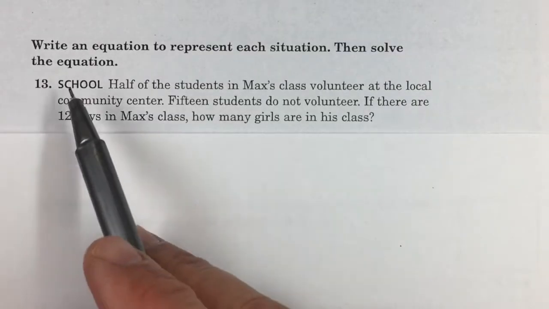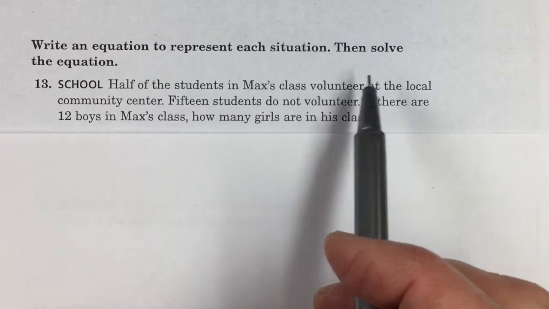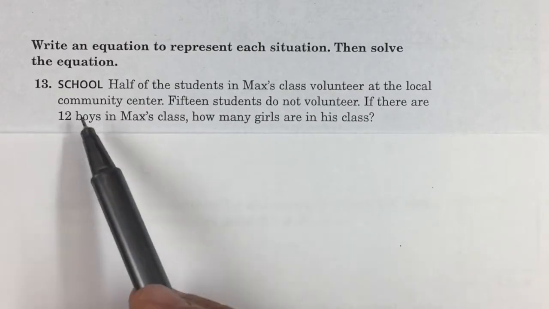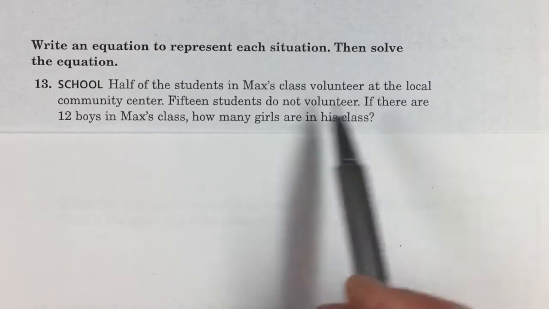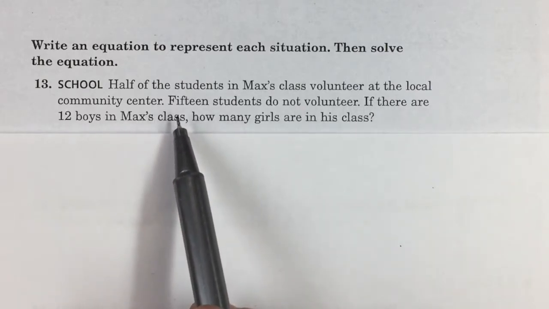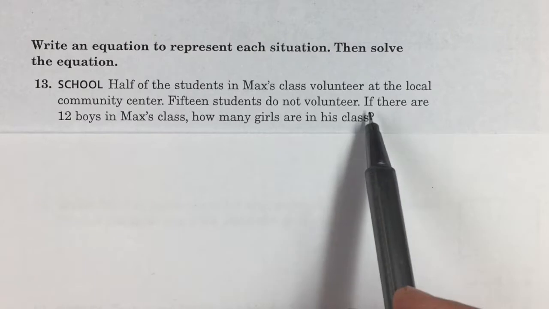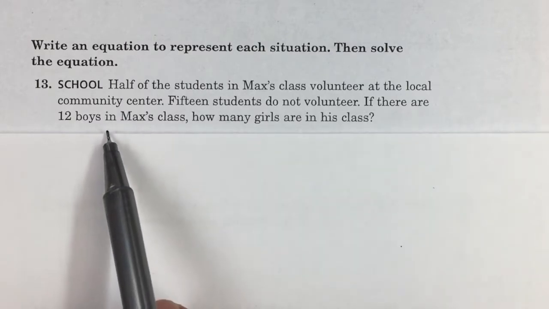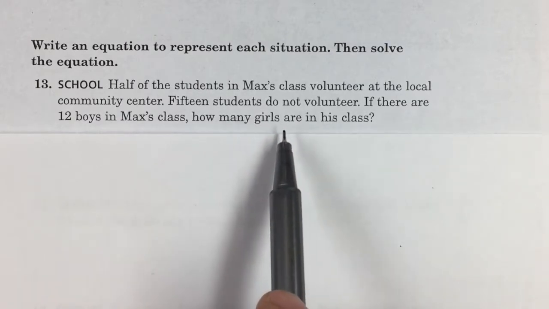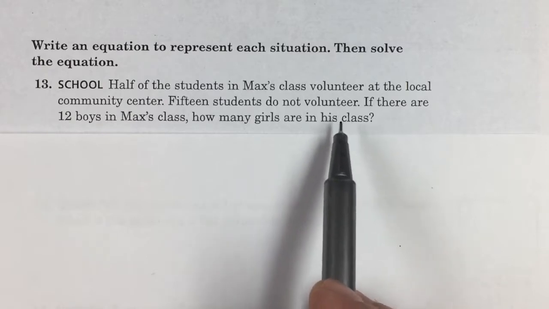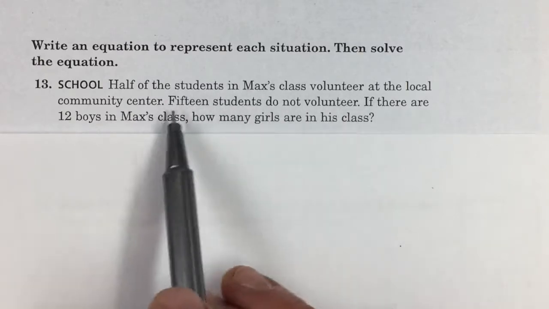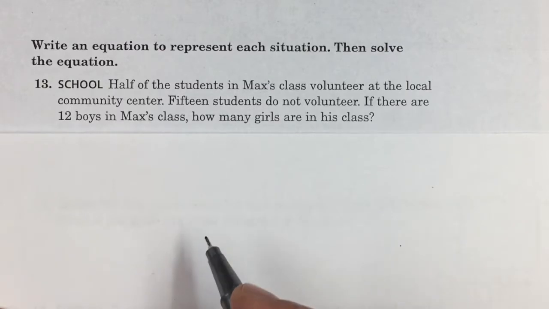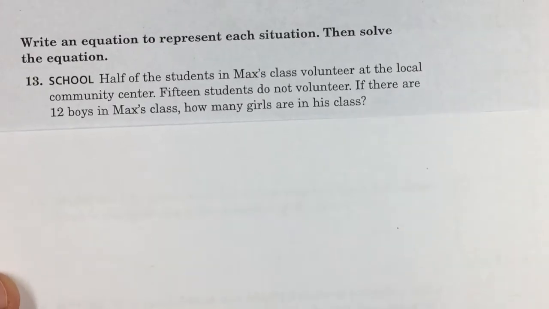Let's do this equation. Write an equation to represent each situation, then solve the equation. School. Half of the students in Mac's class volunteer at the local community center. 15 students do not volunteer. If there are 12 boys in Mac's class, how many girls are in the class? Well, you may think that this question has nothing to do with the first part of the problem, but let's try to analyze part by part and see what we have.